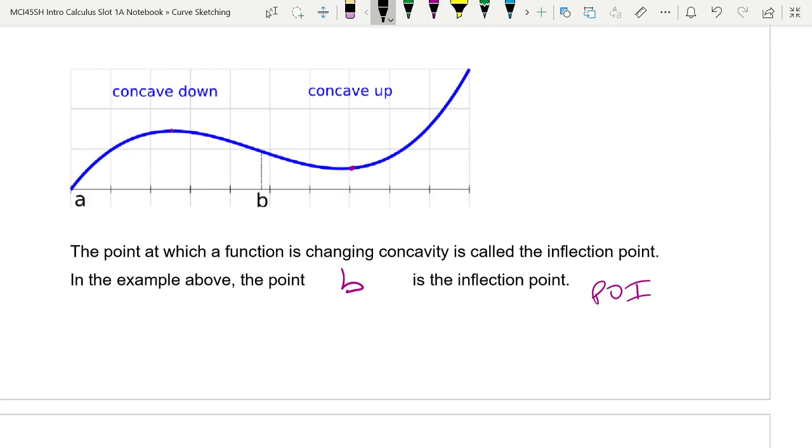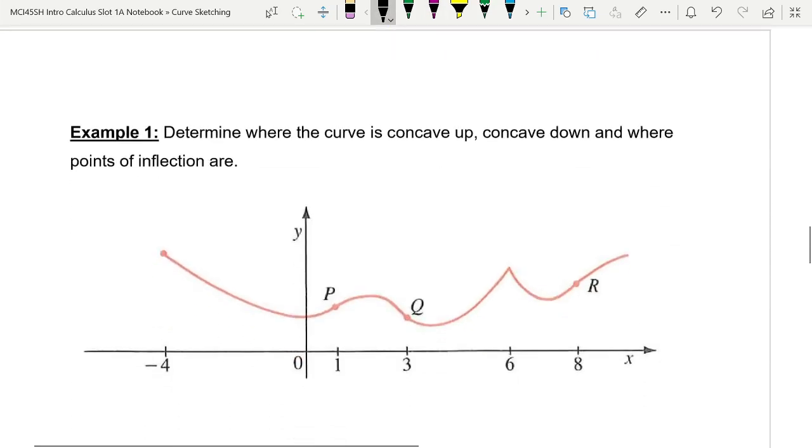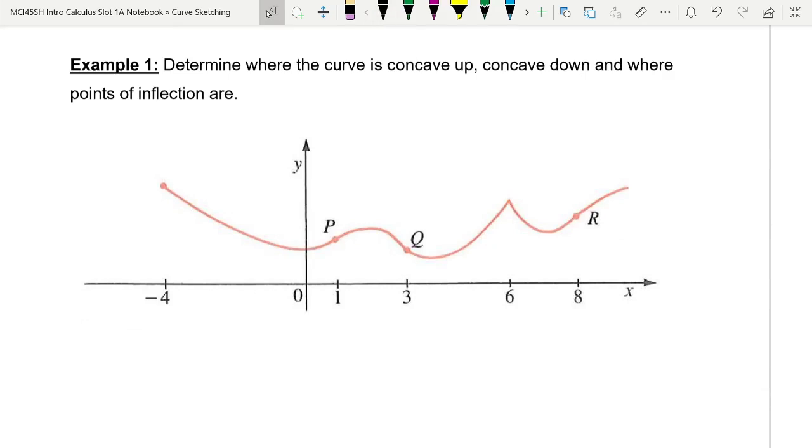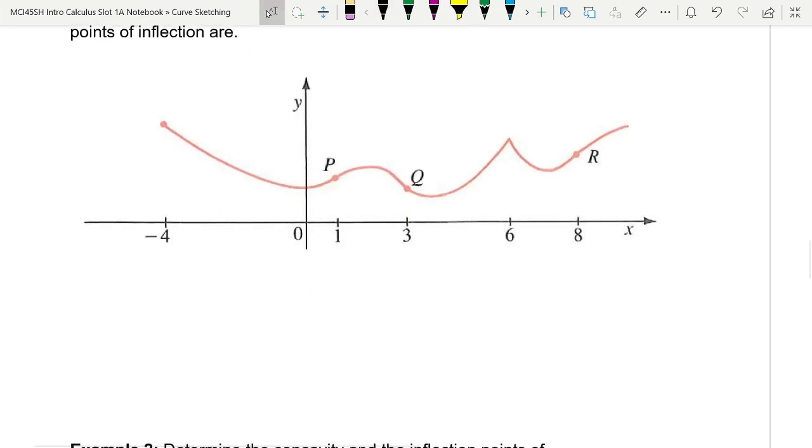Okay. On diagrams, it's usually pretty easy to tell. Determine where the curve is concave up, concave down, and where the points of inflection are. So where does it change from a curve that's going to have a minimum to a curve that's going to have a maximum? And it looks like that's going to happen at point P.